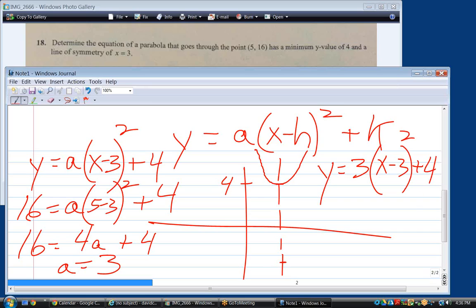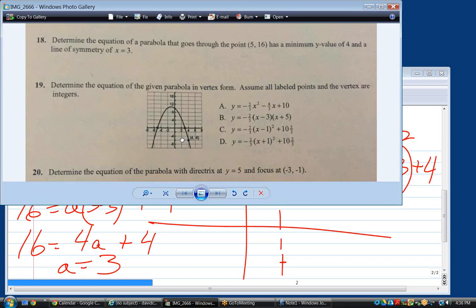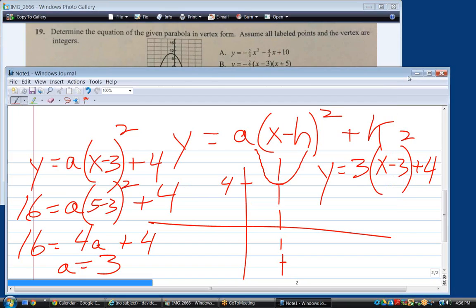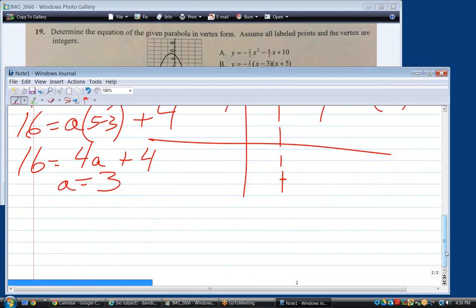We didn't need to worry about focuses or directrixes with this one, so we didn't need to translate A equals 1 over 4P. Determine the equation in vertex format, which is what we worked with there.